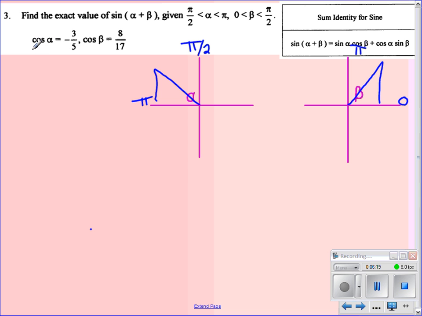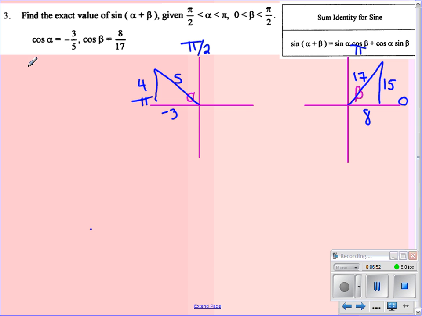Okay, so now we look, cosine of alpha is negative 3 over 5. Cosine, remember, is adjacent over hypotenuse. So my adjacent is negative 3, my hypotenuse is 5. Using your Pythagorean triples, you can find that the opposite side is 4. On beta, we're looking at 8 and 17. So adjacent is 8, hypotenuse is 17. From your Pythagorean triples, you'll get 15 for your opposite side.